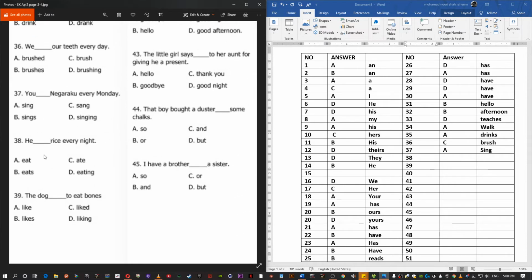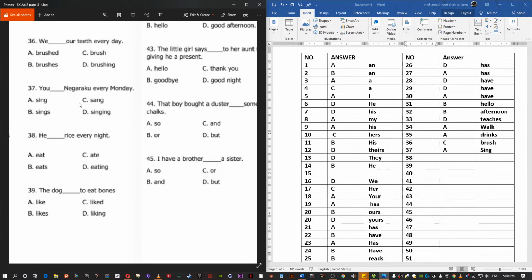Okay. Alright, so he rise every night. He eats, because he is singular. Eats. 39. The dog to eat bones. Like or likes? Likes. Sebab dia singular, dog. One dog, so likes. And it's present tense.